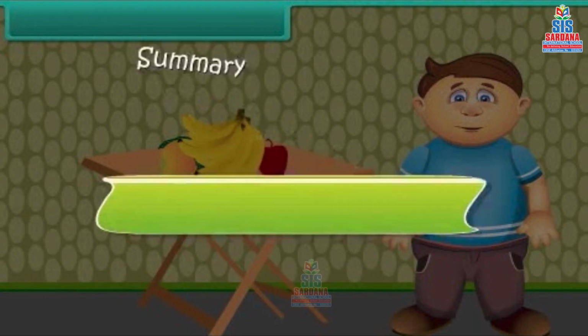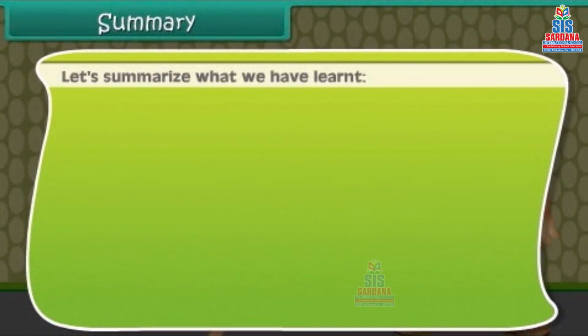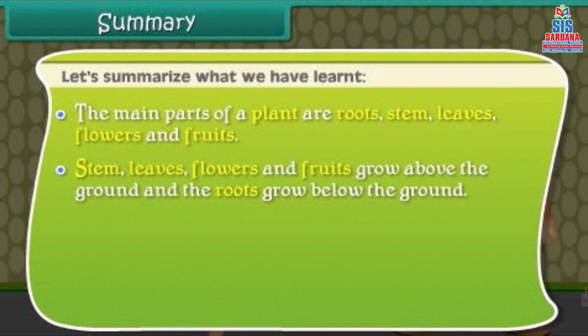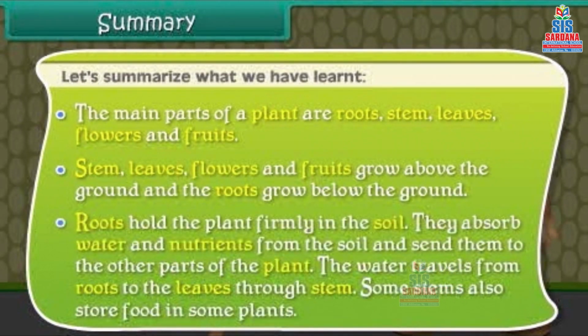Summary. Now, friends, let's summarize what we have learned. The main parts of a plant are roots, stem, leaves, flowers, and fruits. Stem, leaves, flowers, and fruits grow above the ground, and the roots grow below the ground. Roots hold the plant firmly in the soil. They absorb water and nutrients from the soil and send them to other parts of the plant. The water travels from roots to the leaves through stem. Some stems also store food in some plants.